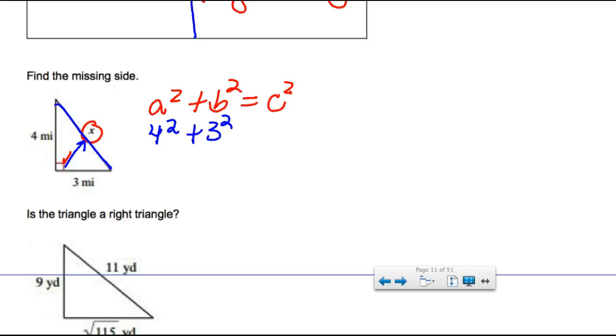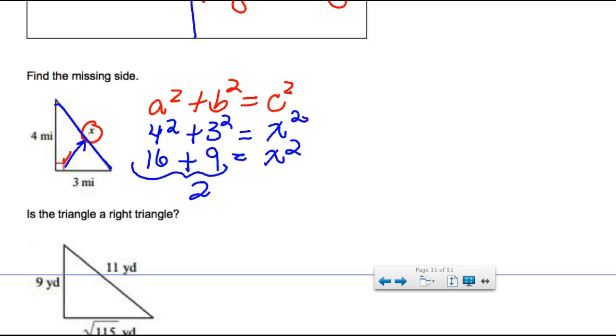That sum will be the same regardless of which leg I put in for A and which one I put in for B. But again, C always has to be locked and loaded in that longest side across from the right angle. 4 squared is 16, never 8. 3 squared is 9, never 6. And that's what has to equal x squared. I sum these up, giving me a sum of 25.